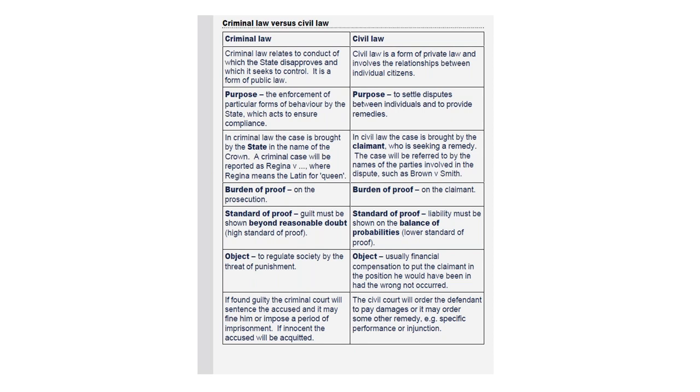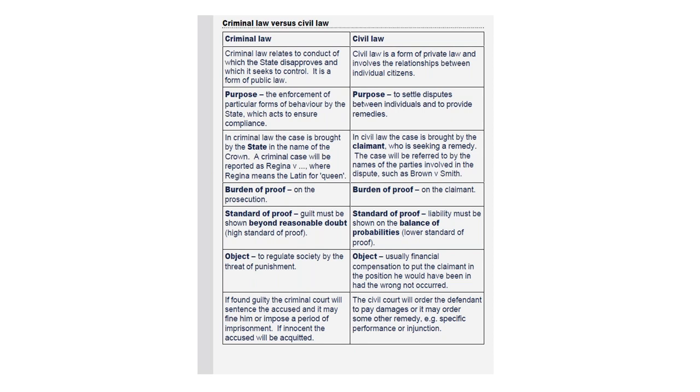And as I told you, criminal law is a form of public law. Coming to the purpose of criminal law, the purpose is the enforcement of particular forms of behavior by the state, which acts to ensure compliance. So there are particular forms of behavior the state has enforced, and it wants each and every person living in a community to comply with them.